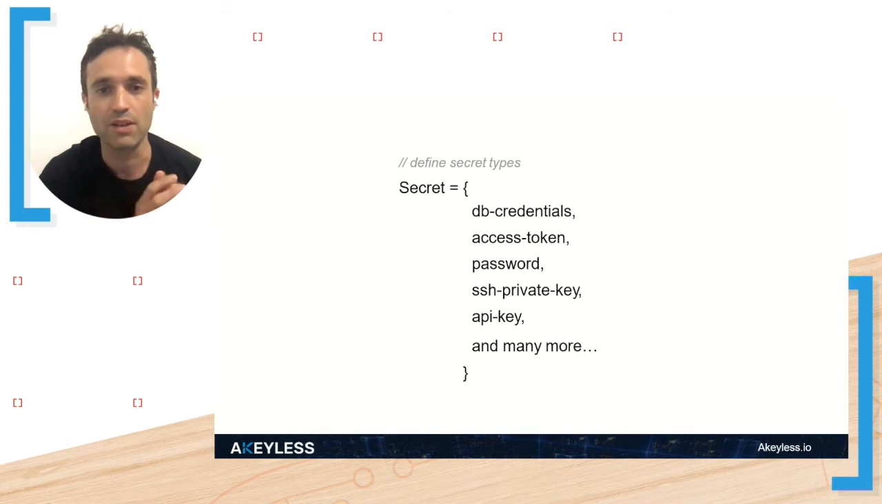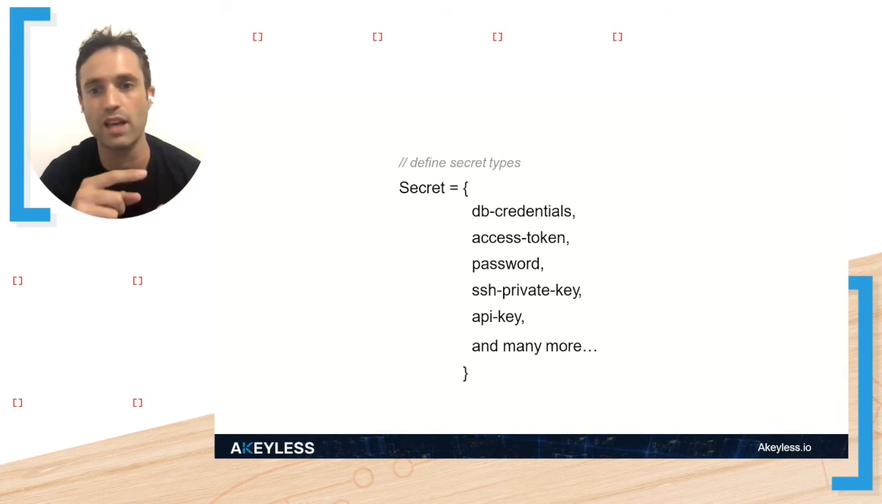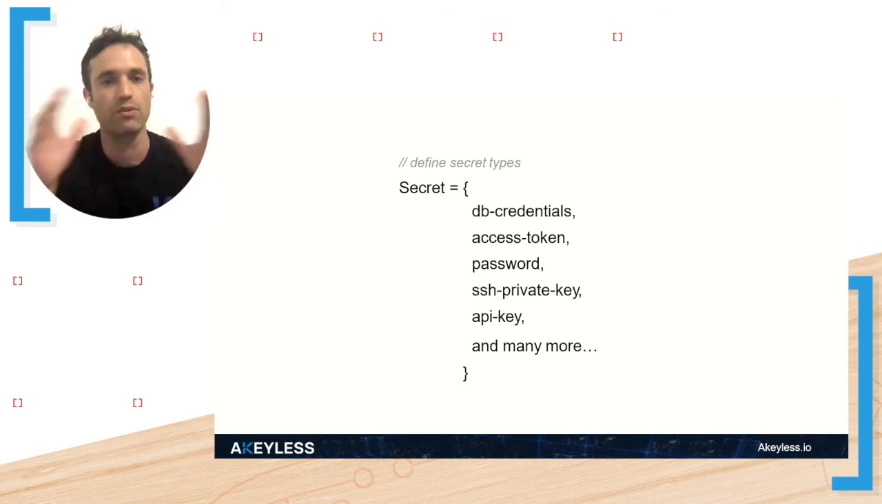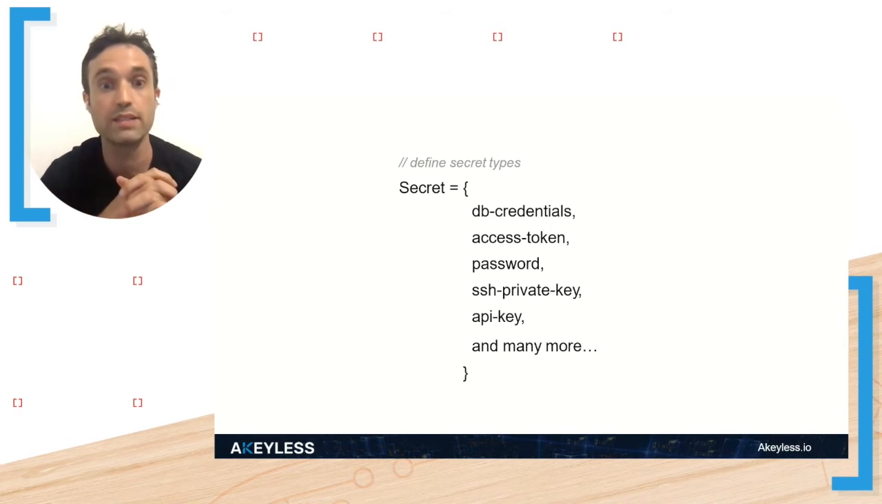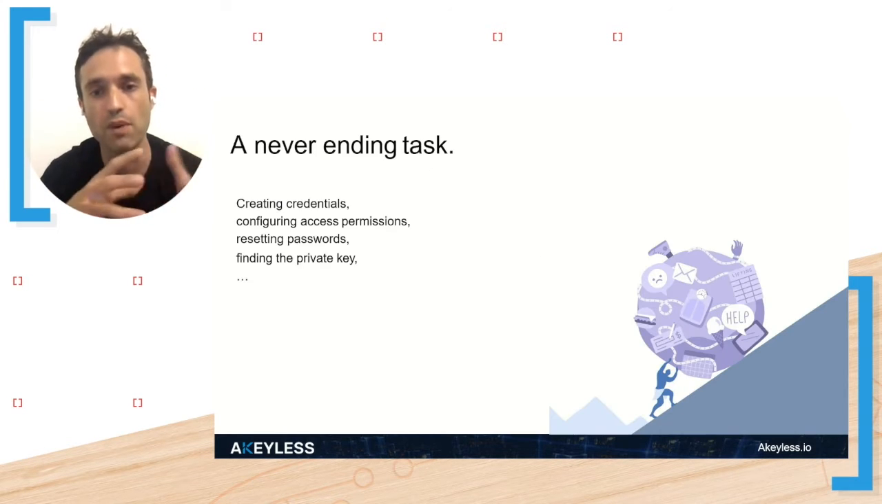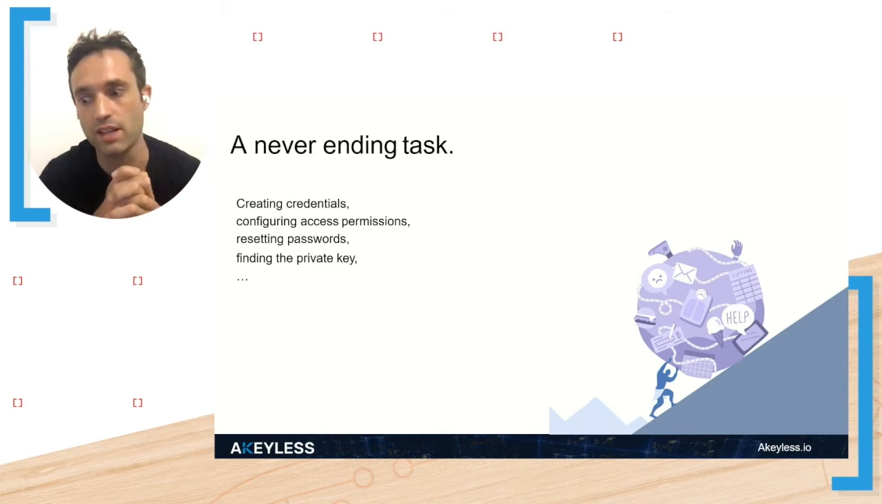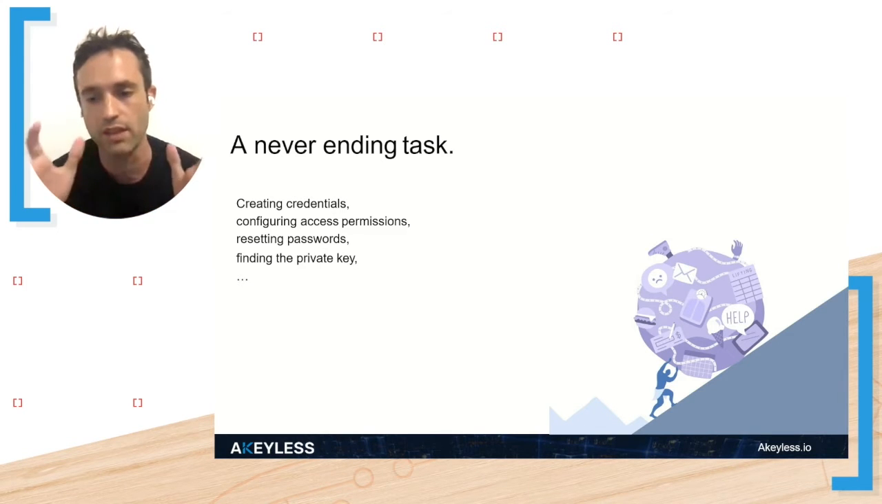Okay. So what are secrets? As you may know, there are credentials and tokens out there and passwords and API keys and lots of those credentials and access and certificates. And all of those are grouped under one umbrella term called secret. Now, the problem with those secrets is that they are like a task that never ends.